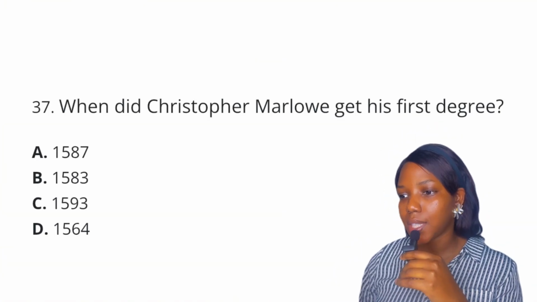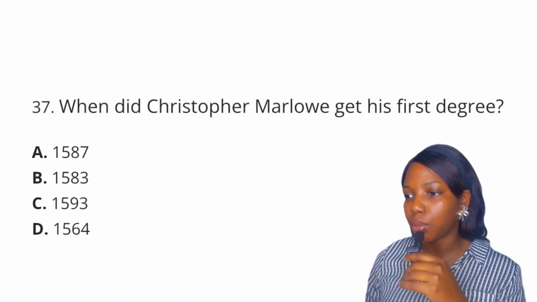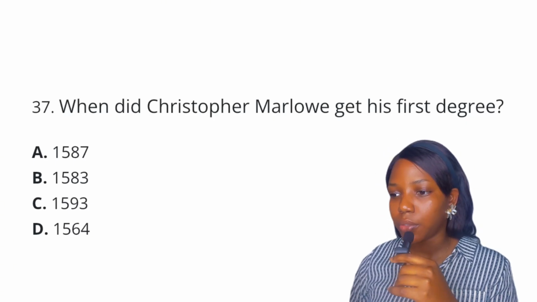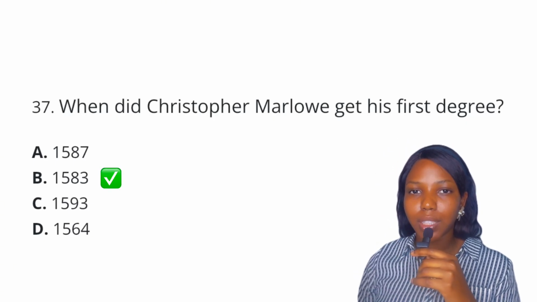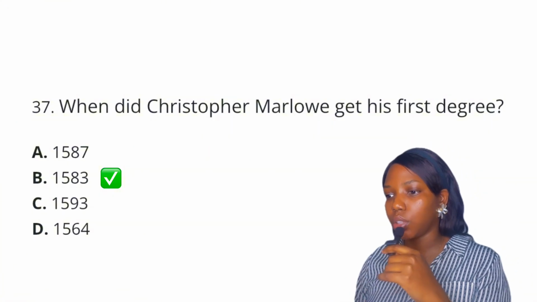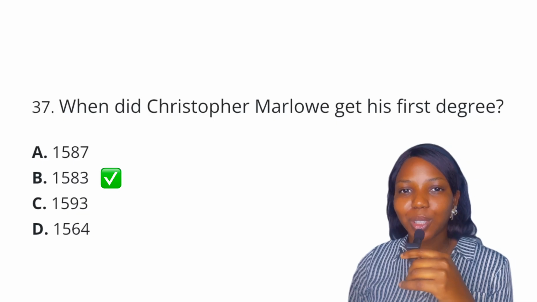Question 37. When did Christopher Marlowe get his first degree? The answer to this question is option B, 1583, and we can find this in the first paragraph. He got it from Cambridge University, 1583. Option B is the final answer to this question.